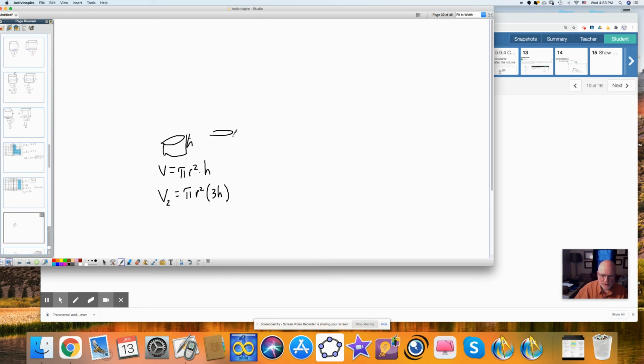Here's my 1. This is 1 height, 2 heights, 3 heights. So it's going to look like this. On the second one, we have this cylinder. Here's my radius. And we're going to triple the radius. So 1, 2, 3, to get to a larger cylinder.